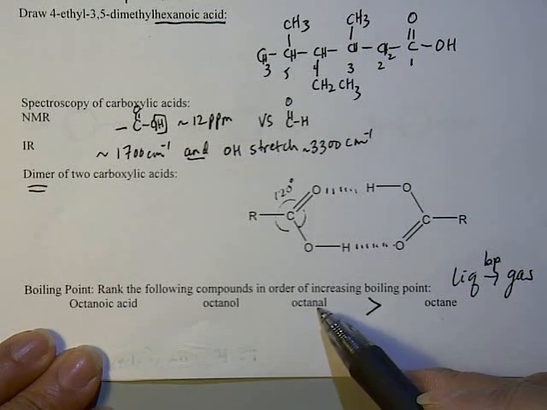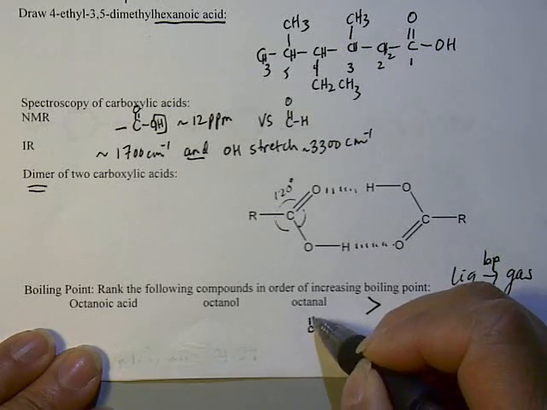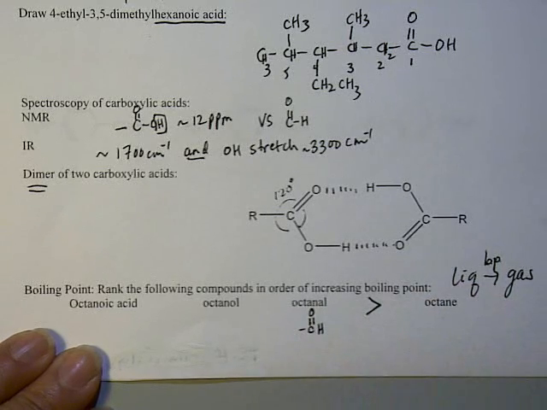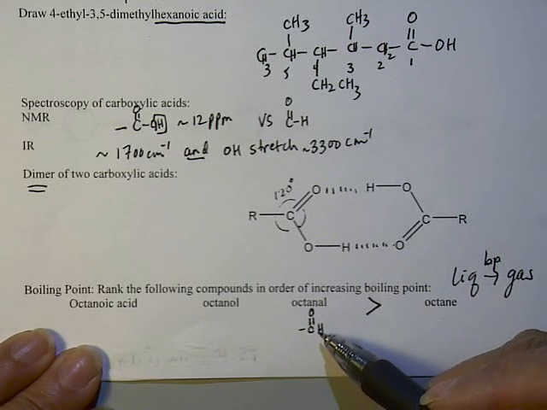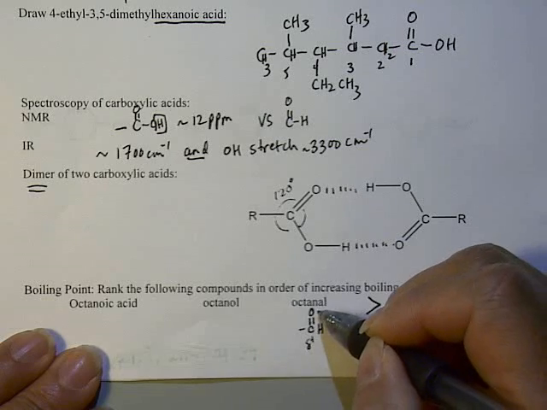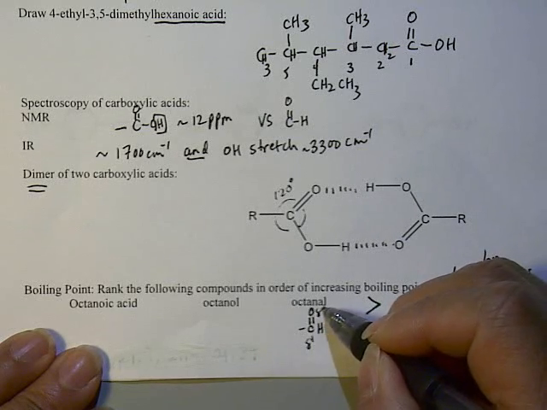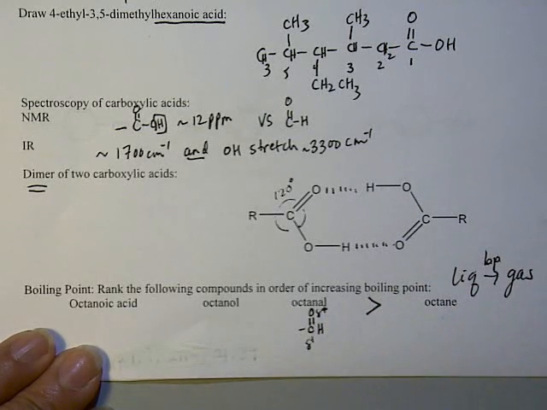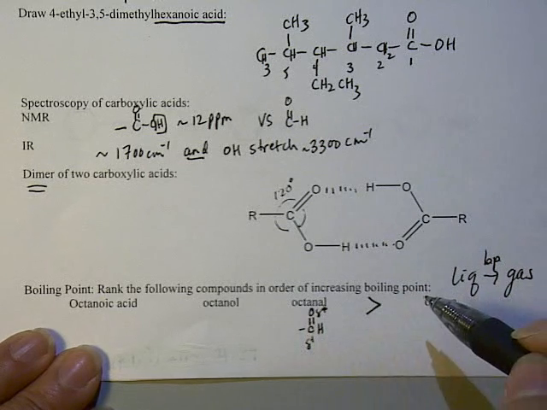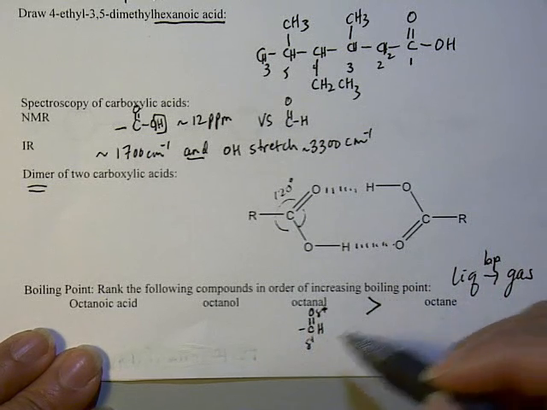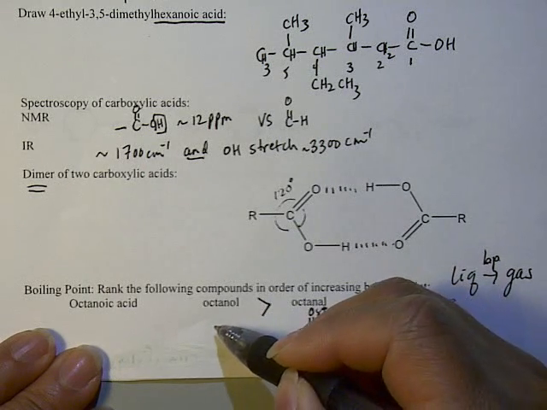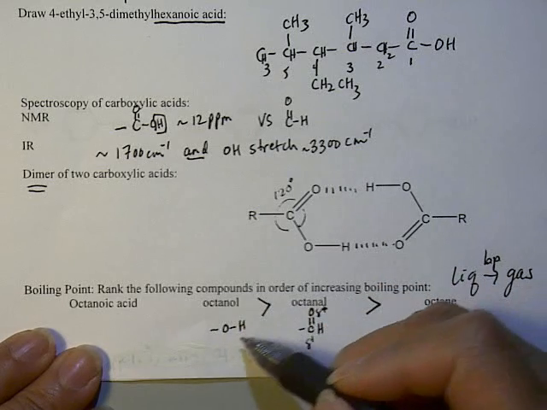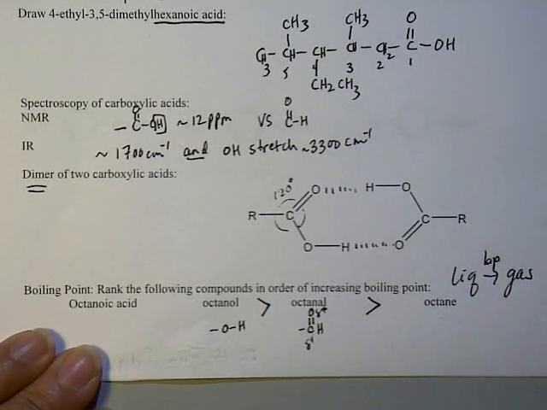So this is going to have a higher boiling point than this because octanal will have an aldehyde functional group, and aldehydes will have dipole-dipole interaction with each other because we have a partially positive and a partially negative part in the structure. All right. But the dipole-dipole interaction isn't as strong as the OH, because it allows hydrogen bonding.